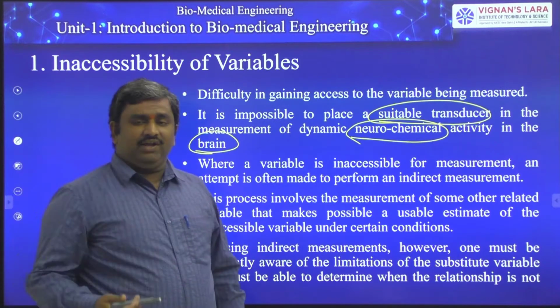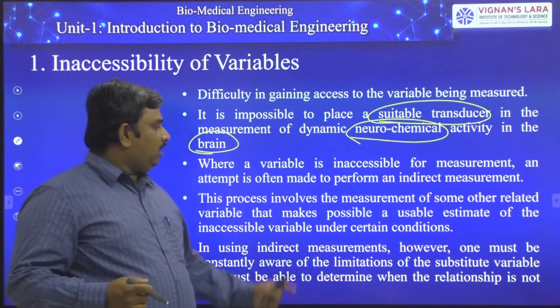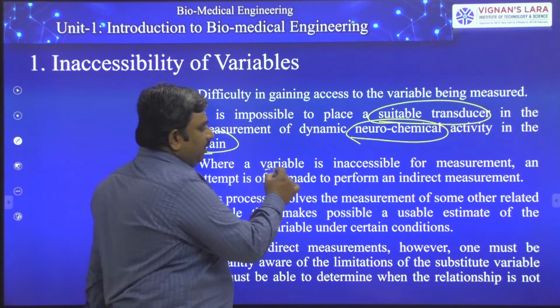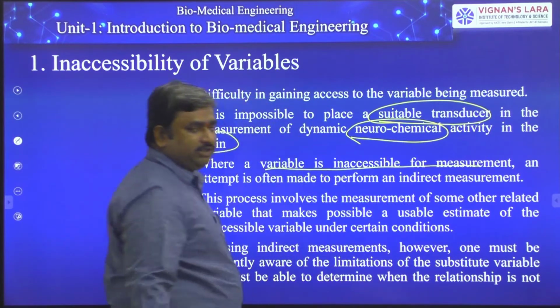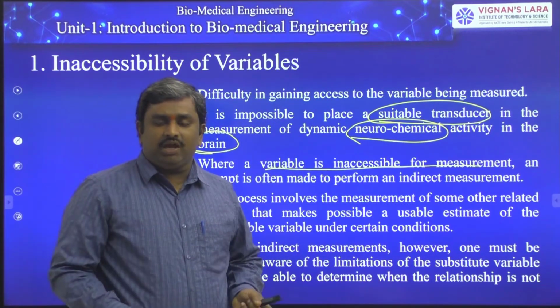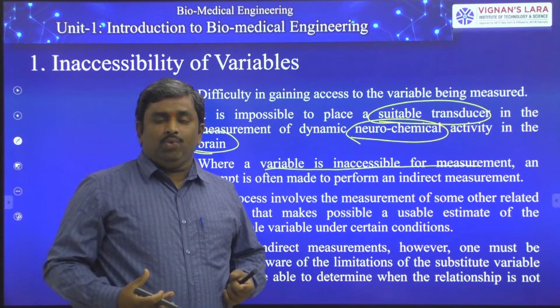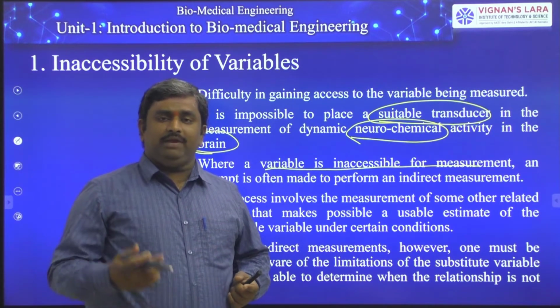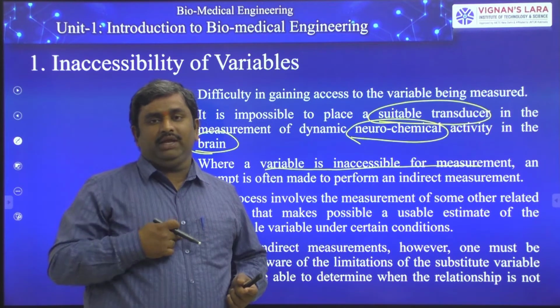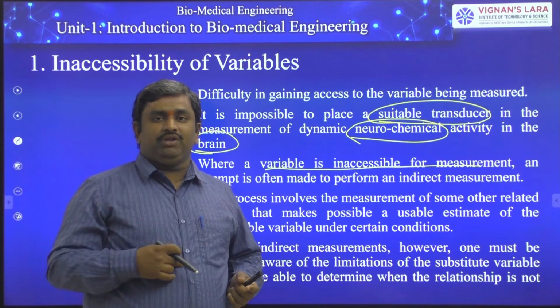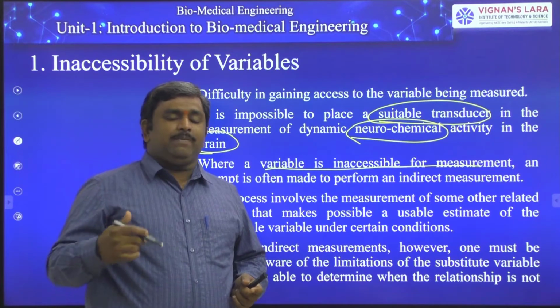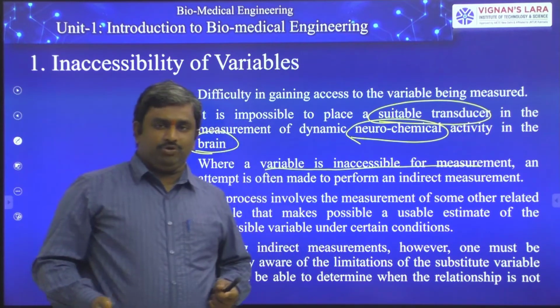Okay, wherever the variable is inaccessible, we cannot access that type of variable. For example, blood flow. We cannot place a transducer inside the body all the time. So for that reason, we go with a separate procedure called indirect measurement.